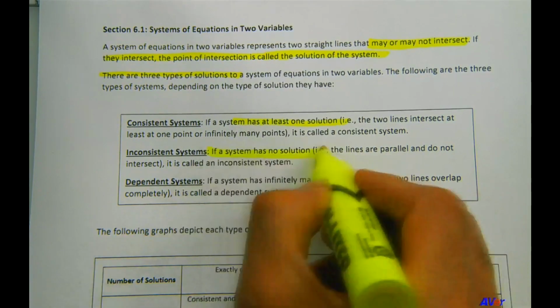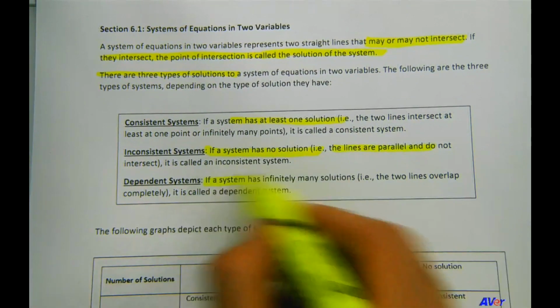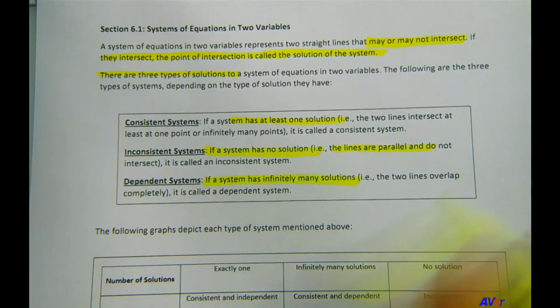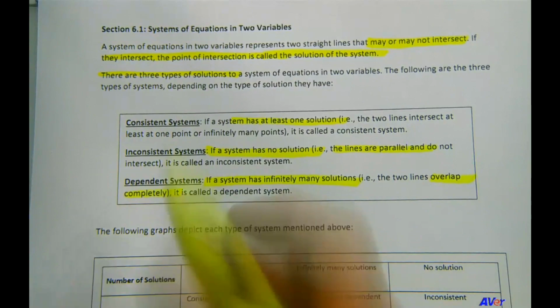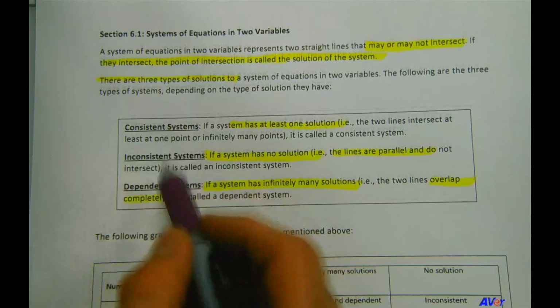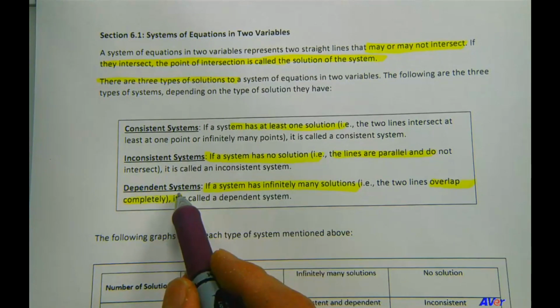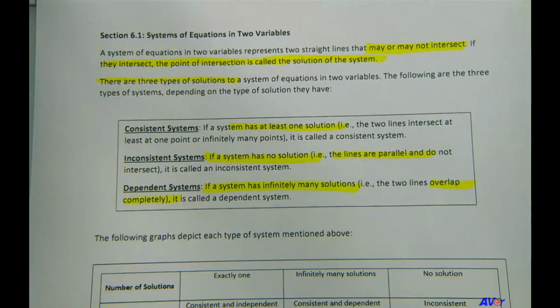If a system has no solution, the two lines are parallel. And if a system has infinitely many solutions, the two lines overlap completely. The names that you see me underlining there are just the names that your book uses. I wanted to show those just in case you see those names elsewhere, so you know what they refer to. Consistent systems are systems that have one unique solution. Inconsistent systems are systems that have no solution, and dependent systems are systems that have infinitely many solutions.